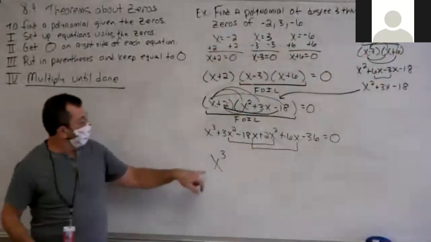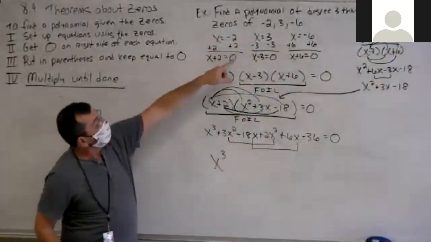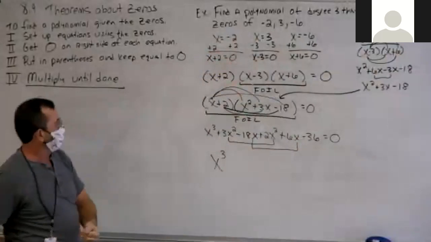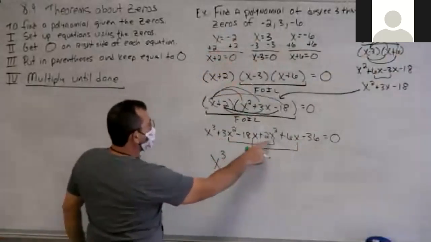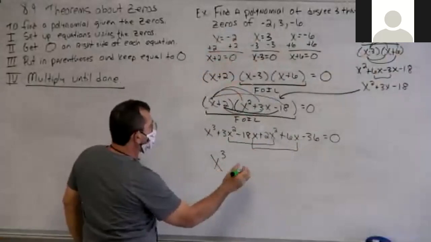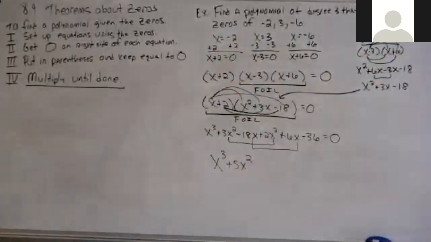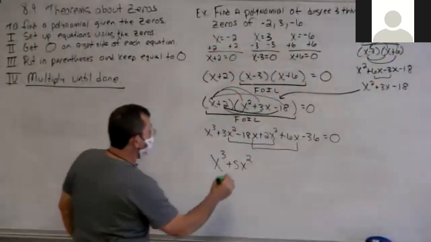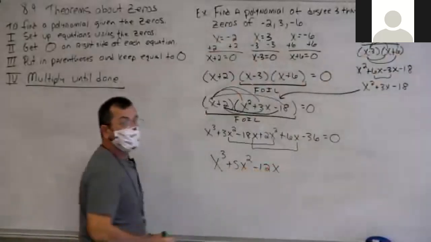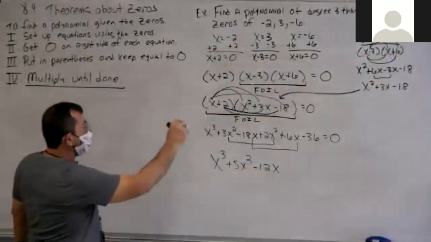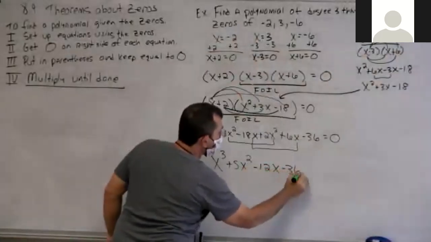Which y'all, I'd be happy with that x to the 3rd in the beginning because that is a degree 3 polynomial now. Let's see, what is 3x squared plus 2x squared? 5x squared. Now, what you got to remember when you're adding like terms, you don't change those variables a bit. You only can change the numbers in front, okay? So the -18x plus 6x is what? A -12x. And then at the end is a -36.